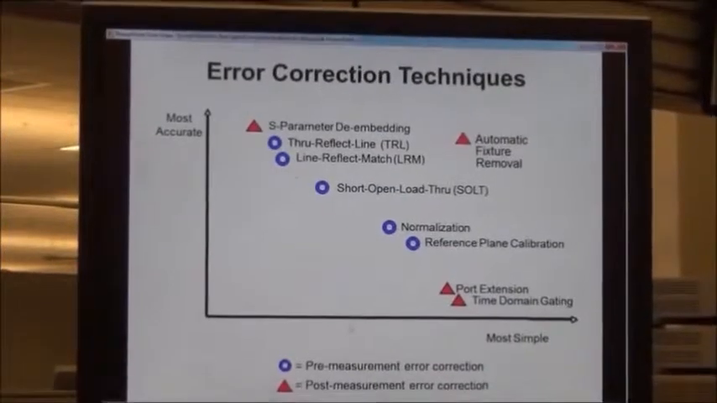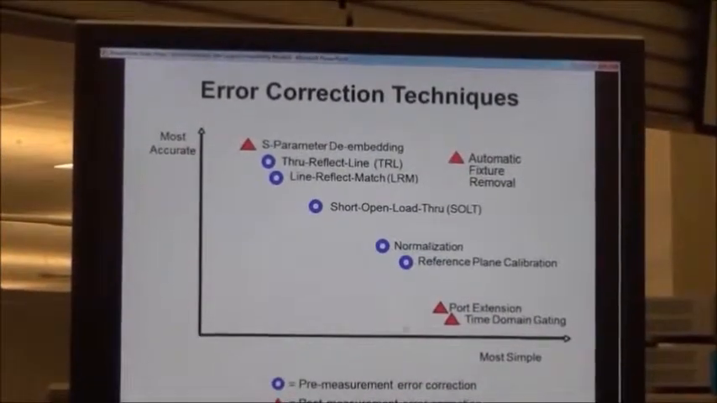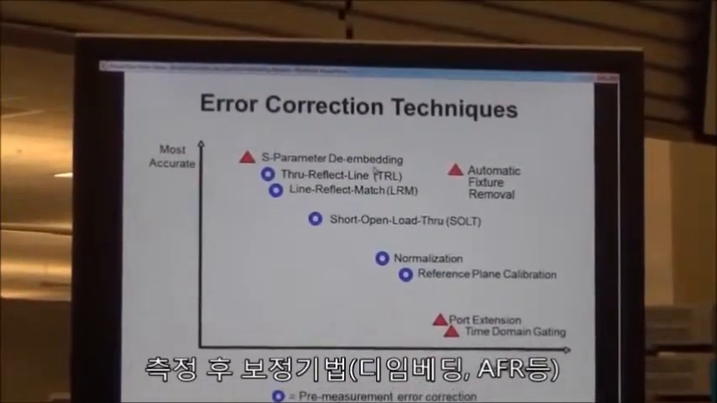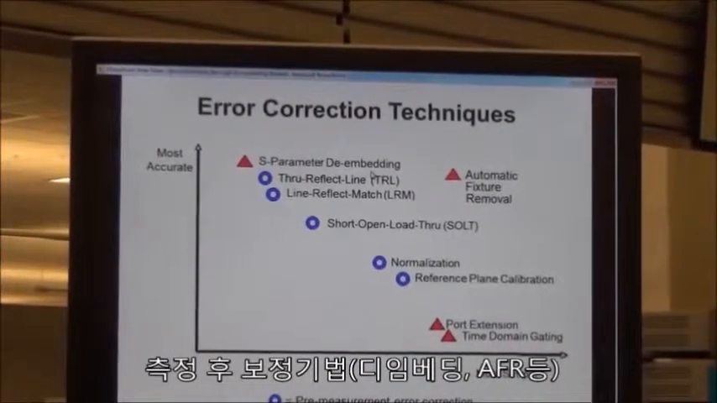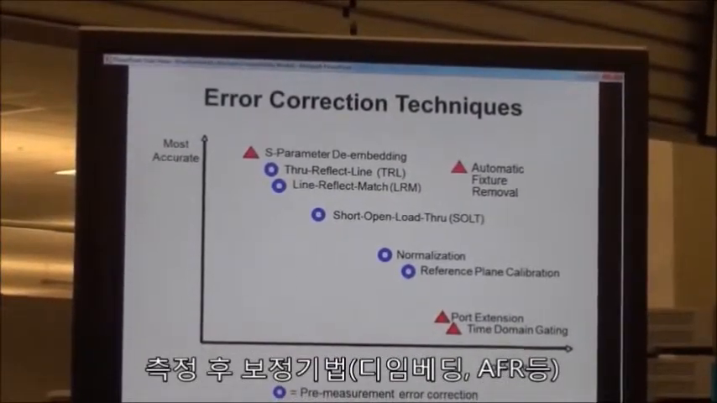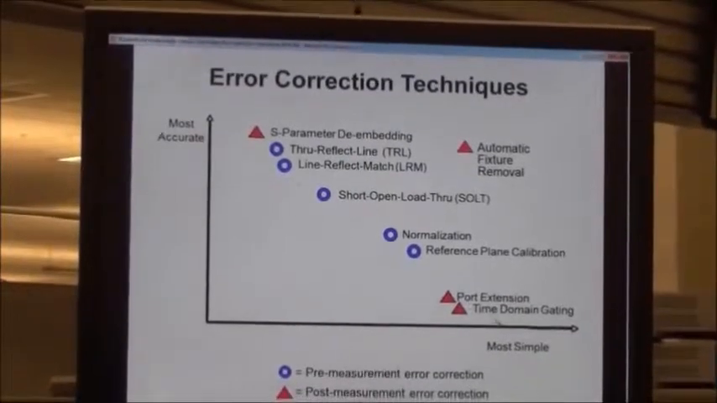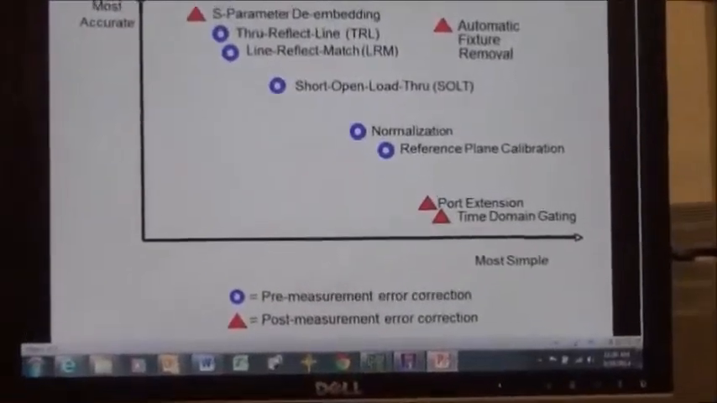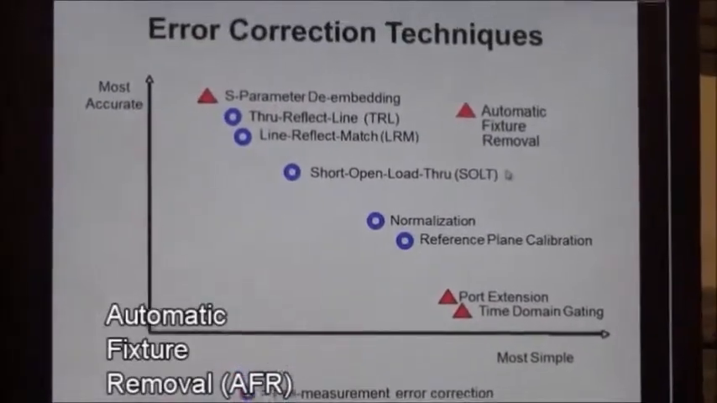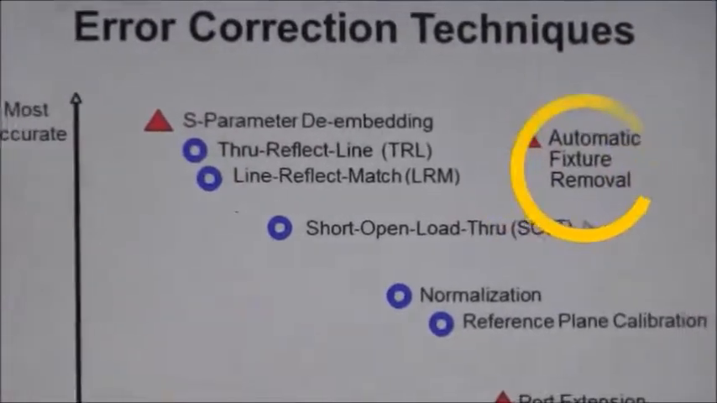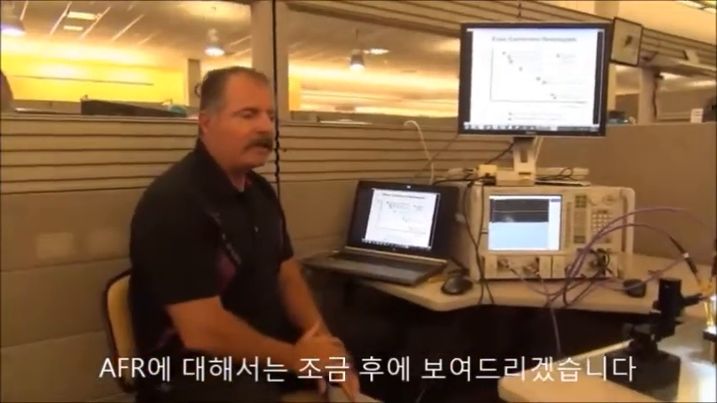And then with the red triangles, we have what's called post-measurement error correction. De-embedding, once you have the S-parameters of the structure you want to remove, you can do de-embedding, port extension, time domain gating, and then the new game in town is called automatic fixture removal, or AFR, and that's what we're going to show today. And so there are many different ways to skin a cat.